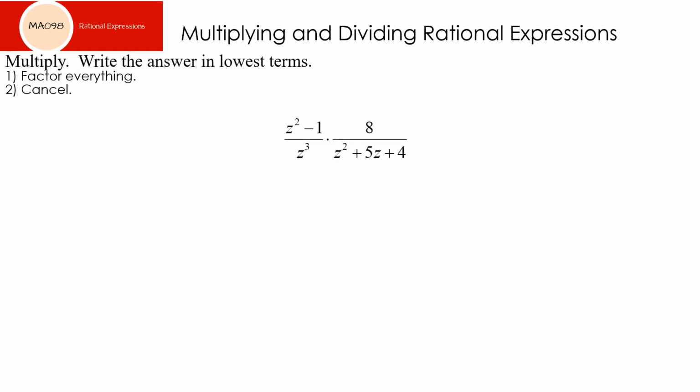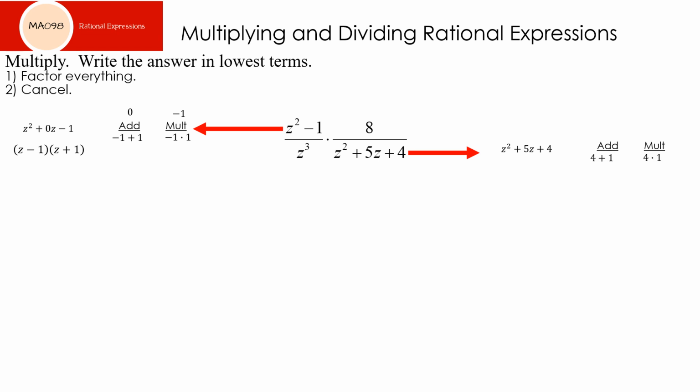We're going to multiply and write the answer in lowest terms. For this one, we do have to factor everything. So on the top, hopefully you remember, that's z squared plus 0z minus 1. So we're going to multiply to negative 1 and add to 0. That means our magic numbers are negative 1 and 1. Let's look at the bottom here. We need to multiply to 4 and add to 5. That makes our magic numbers 4 and positive 1. So we have z plus 4 times z plus 1. So let's substitute that in.